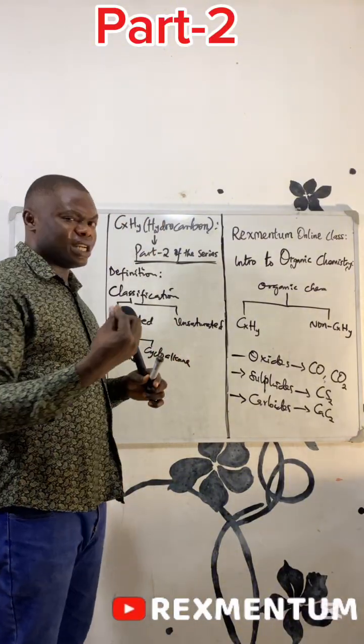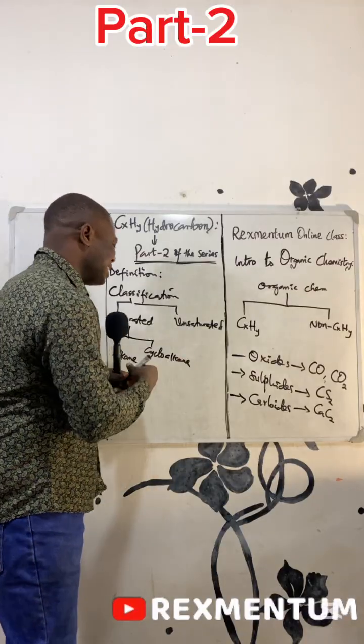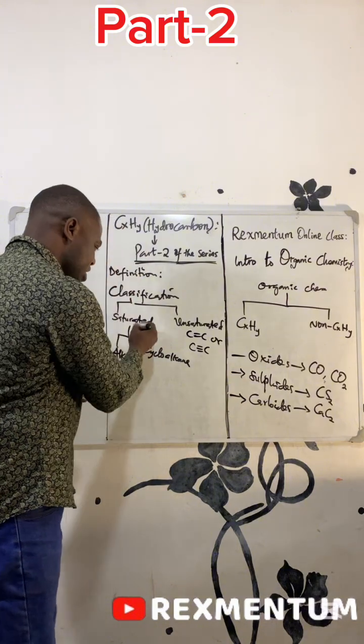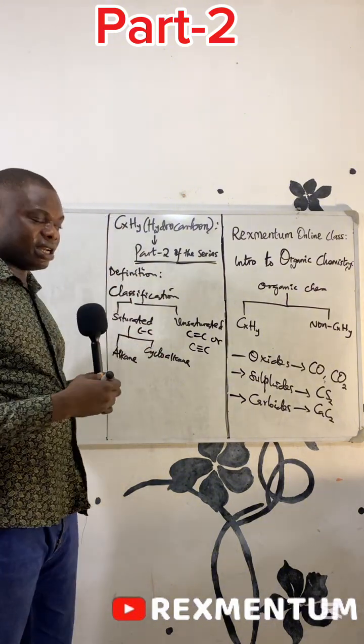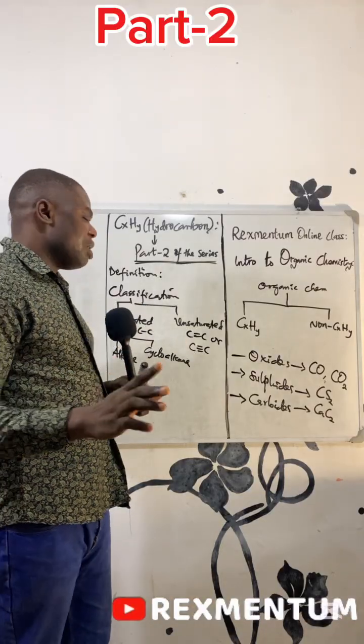Whereas when we talk about unsaturated hydrocarbon, these are hydrocarbons whereby the carbon chain contains either a carbon-carbon double bond or a carbon-carbon triple bond. Here you see a single bond all through in saturated. Here there's a presence of a carbon-carbon double bond moiety or carbon-carbon triple bond. So that's just what I wanted you to know.